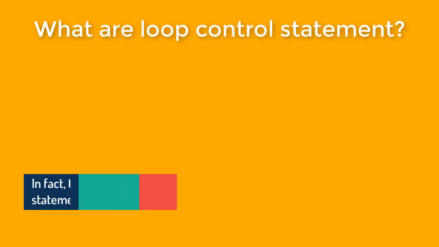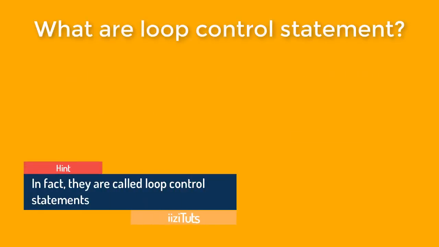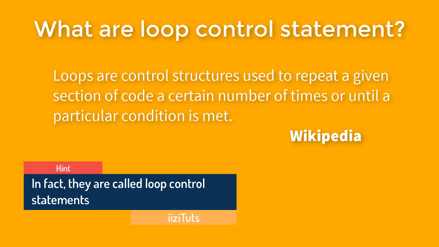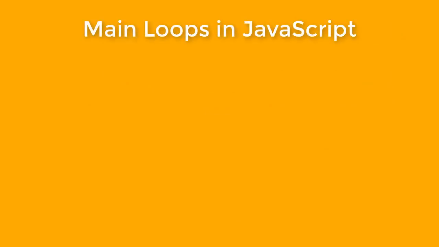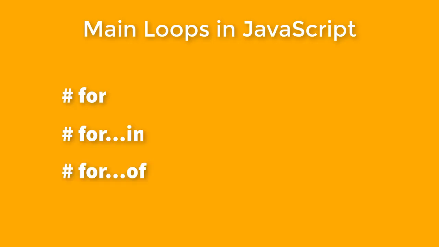First, what are looping statements in programming? Looping statements allow us to execute a block of statements repeatedly until a particular condition is met. In JavaScript, there are 5 main looping statements, which are the for loop, the for in loop, the for of loop, the while loop, and finally the do while loop.